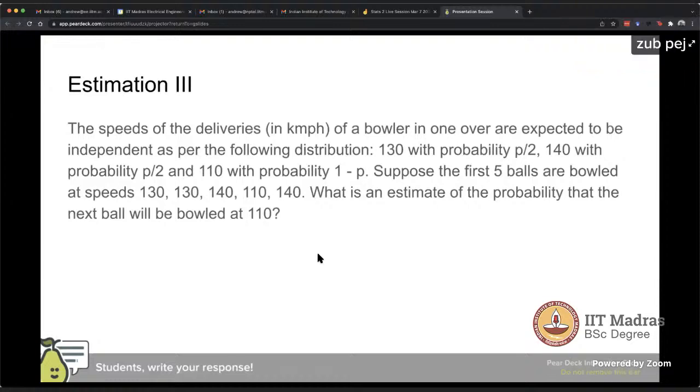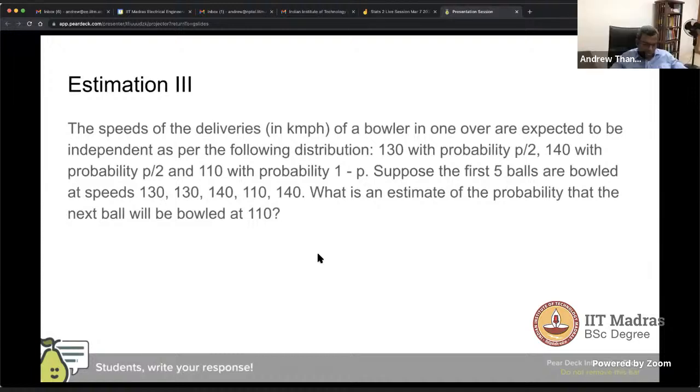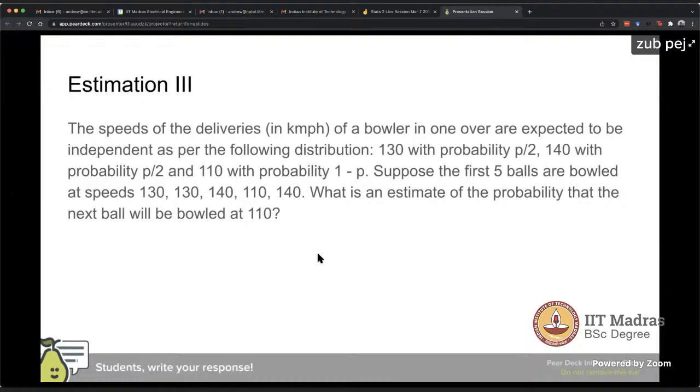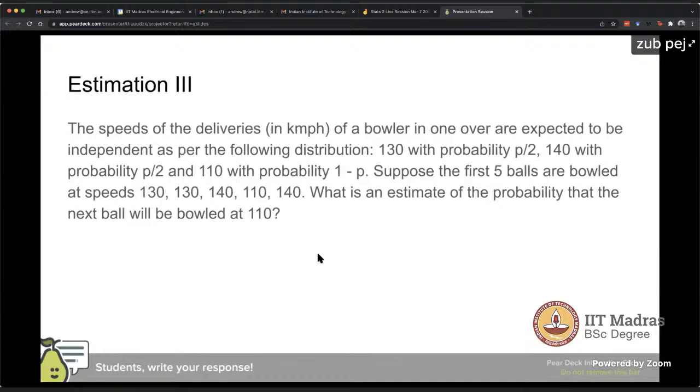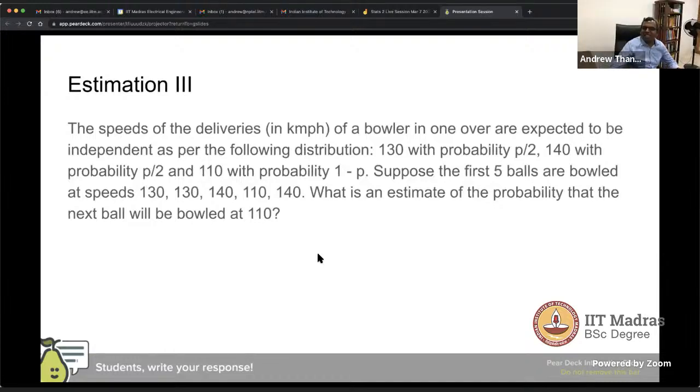Sir, I believe P by 2 and P by 2 are there. I'm sorry? There's 130 with the probability P by 2 and another P by 2. So it sums up to P, and then there is a 110 with probability 1 minus P. Okay, sorry. I get this right. Actually, I had made a mistake, and Nikita had pointed out that mistake to me. I had put, I think, P by 2, and then maybe something else there. I think half minus P or something I had put.